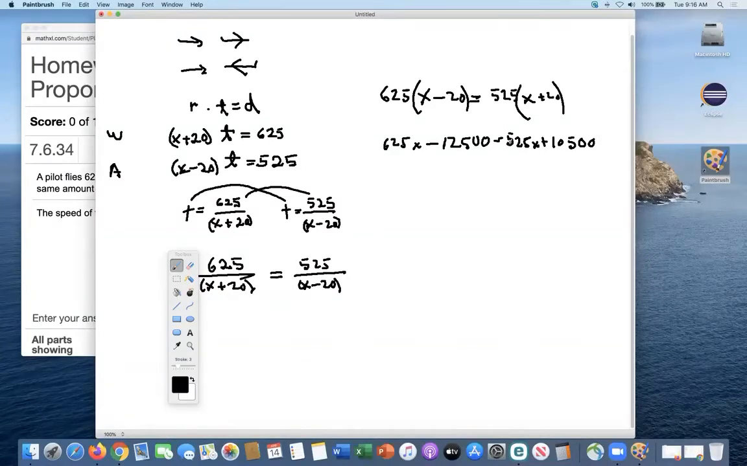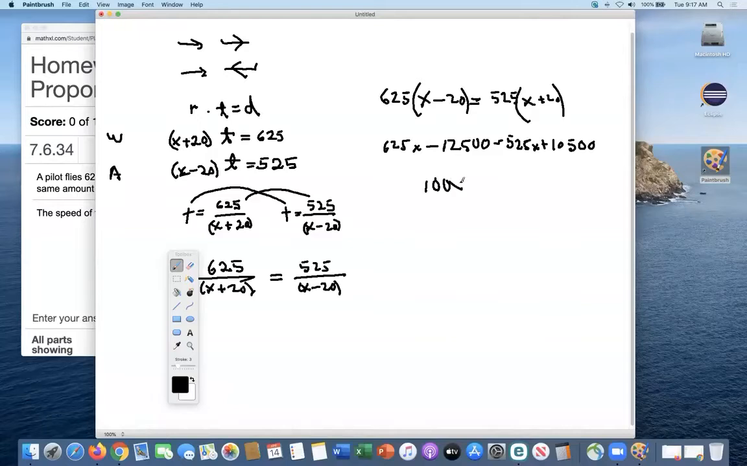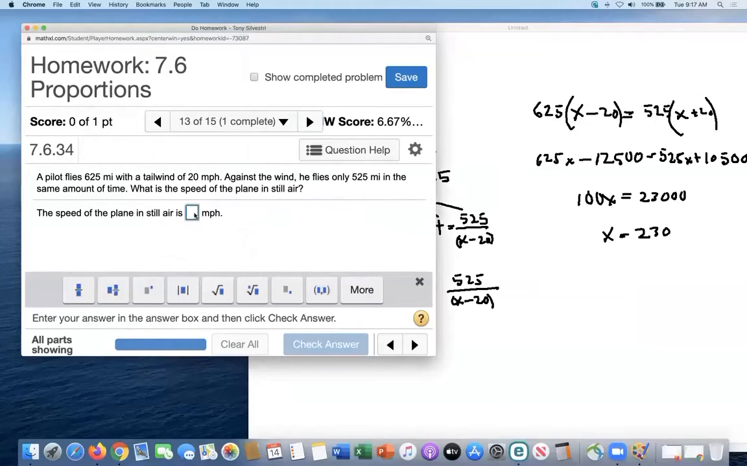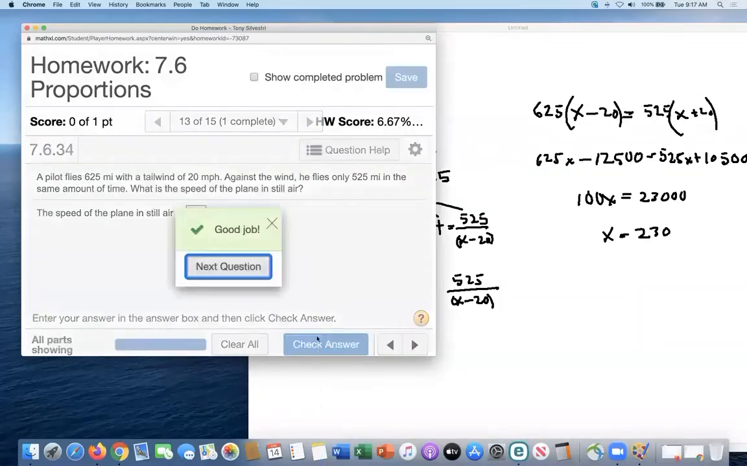And let's see, I guess we'll subtract 525x from both sides, giving me 100x equals, and then I'm going to add 12,500 to both sides. So that would give me 23,000 rather. So subtract 525x from both sides, you get this. And then we want to add 12,500 to both sides, giving you that. And then if I divide by 100, which is easy to do, I get 230 miles an hour. That's it. That's how fast the plane goes normally. Check your answer. Great job.